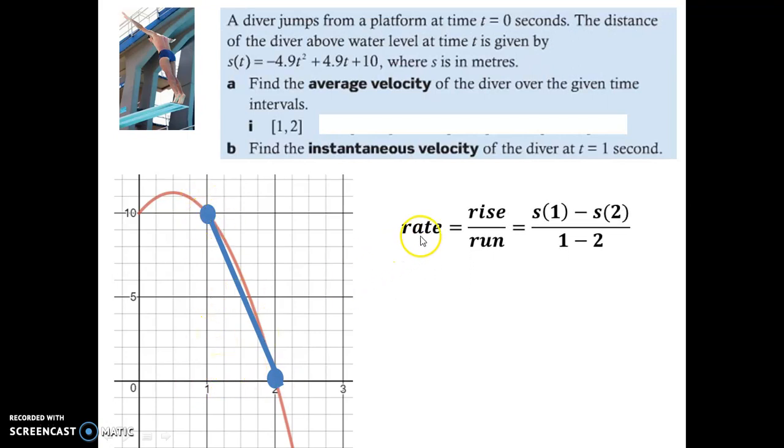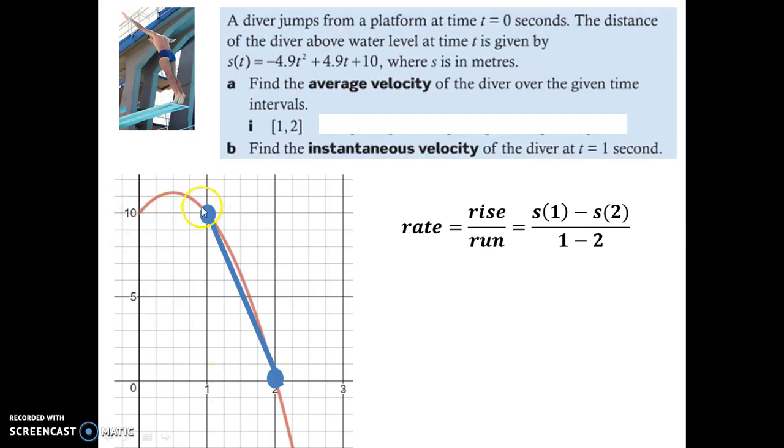So the rate, here the velocity, is rise over run, and change in y is what is this y value, what is this y value. We can kind of assume maybe this y value is 10 here, and this y value at 2 is 0. But let's not assume, because we have to be more precise than that.